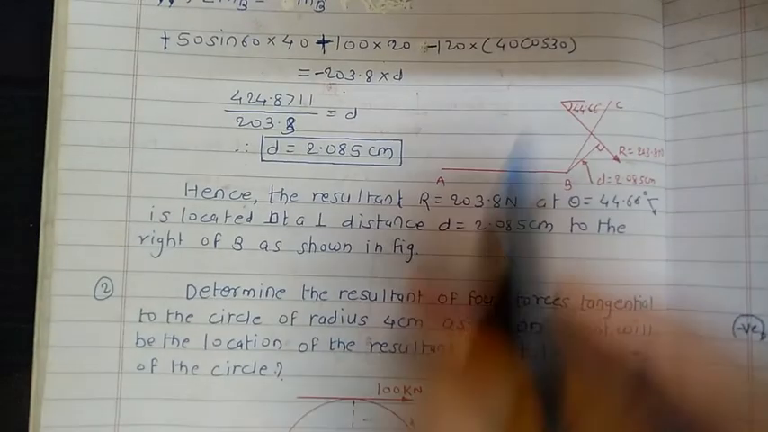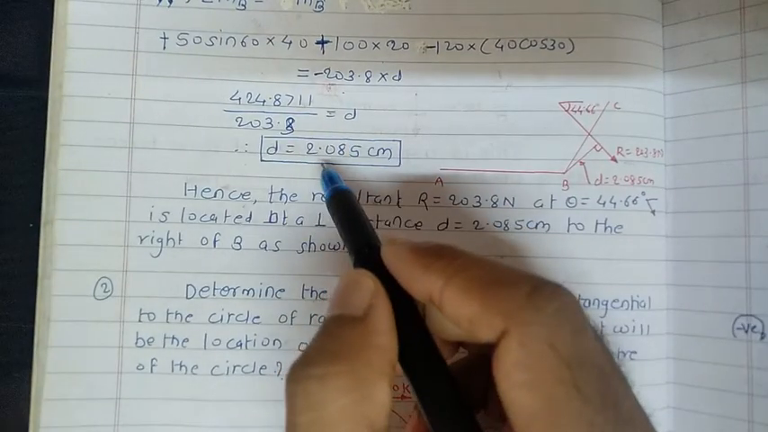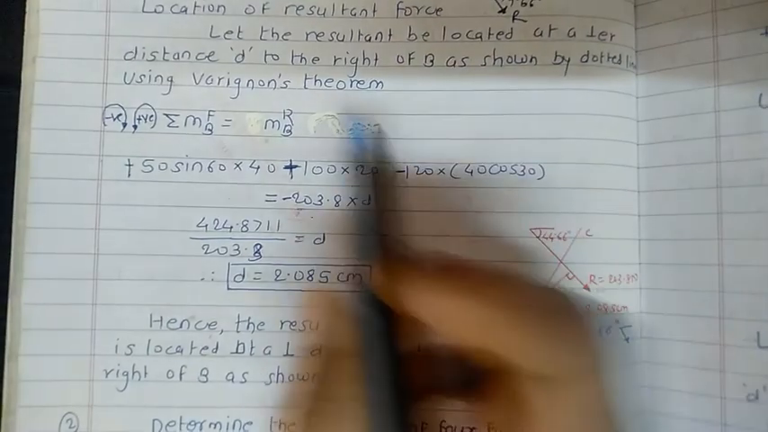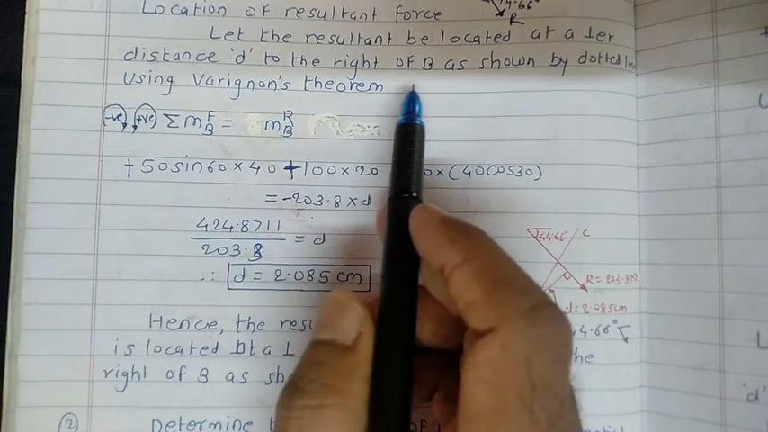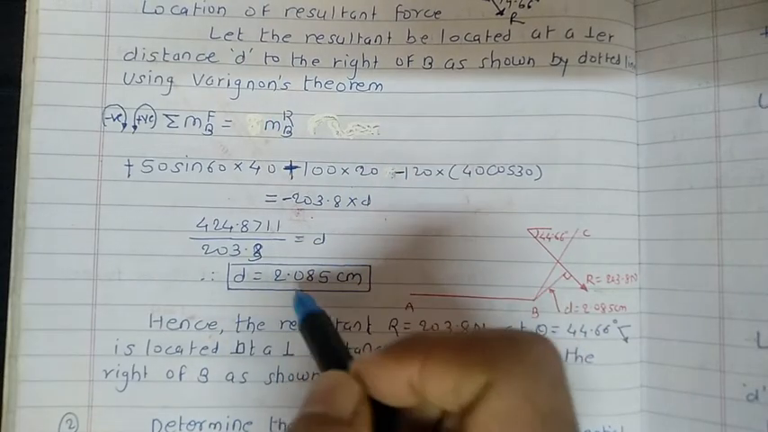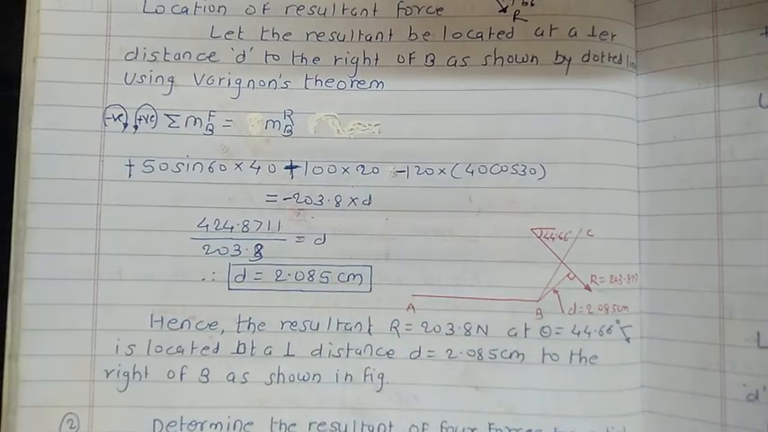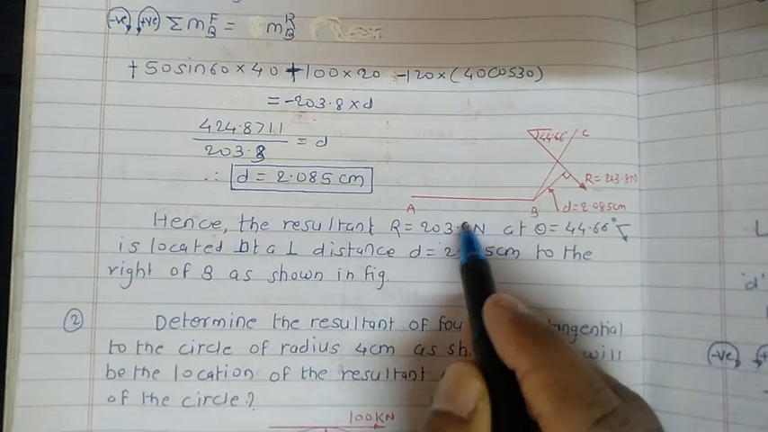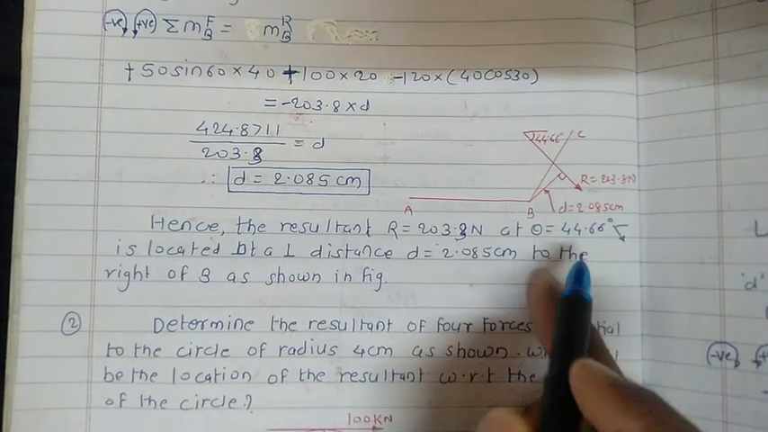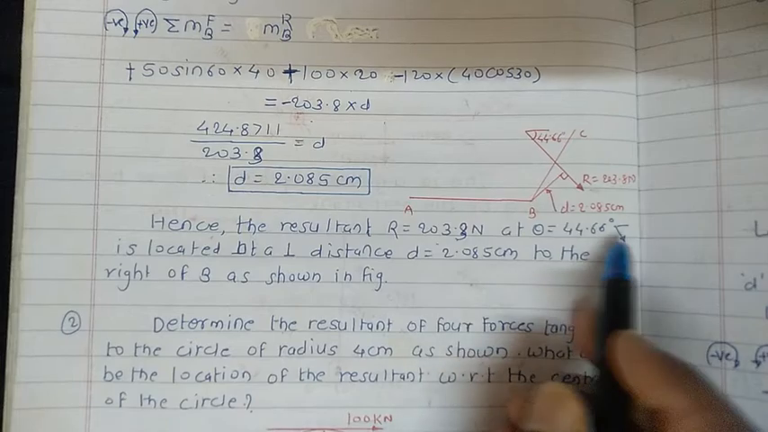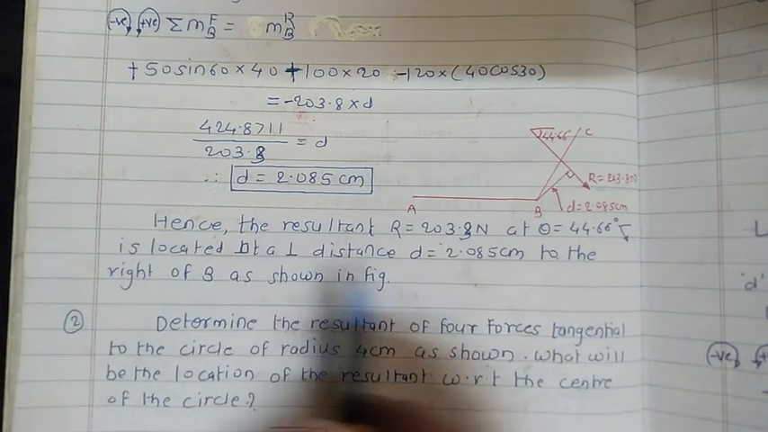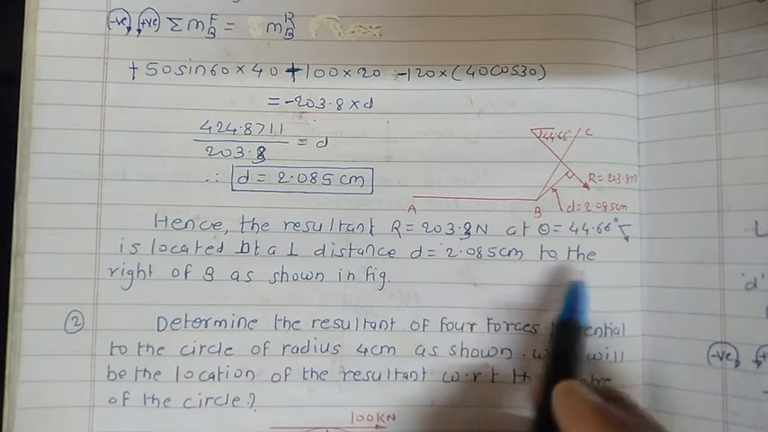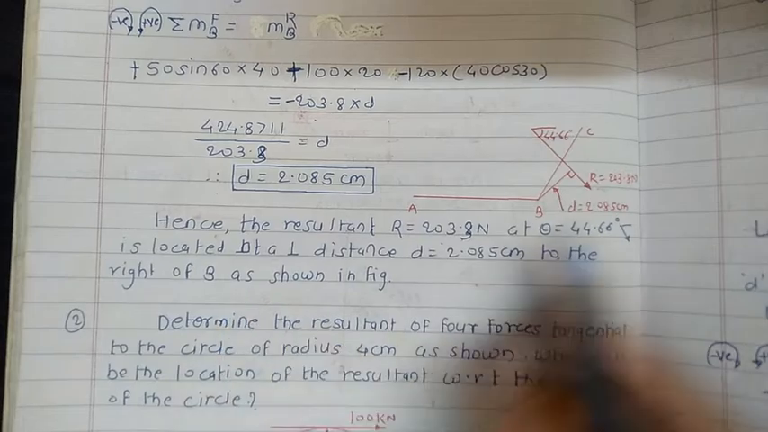After doing the calculation, as the value of d is positive, our assumption is correct. We assumed here that R lies towards the right side of point B. As the value comes out positive, our assumption is correct. Hence the resultant R equals 203.3 Newton at theta equals 44.66 degrees, which indicates it is in the fourth quadrant, located at a perpendicular distance d equals 2.085 centimeter to the right of B, as shown in this figure.